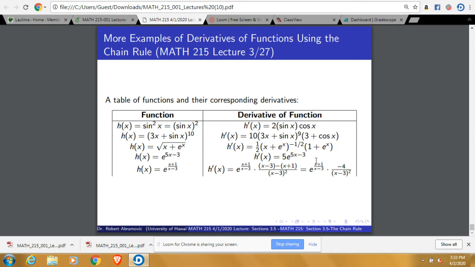Again, just in summary, the derivative of e to the stuff, e to the function, is e to that function times the derivative of that function. Okay.